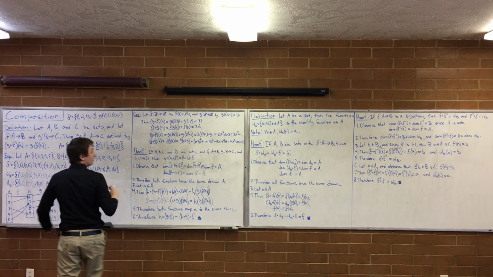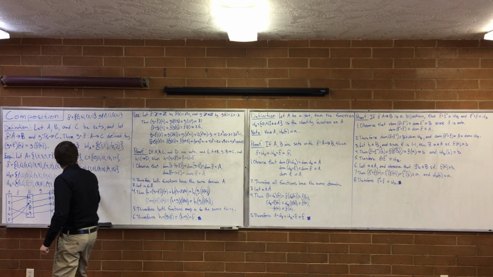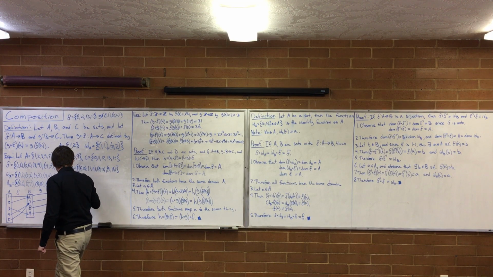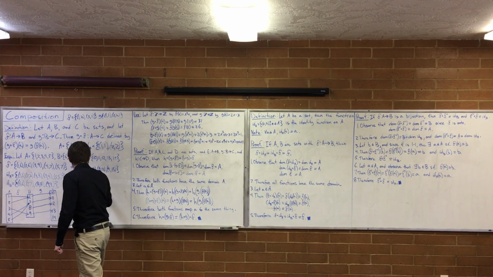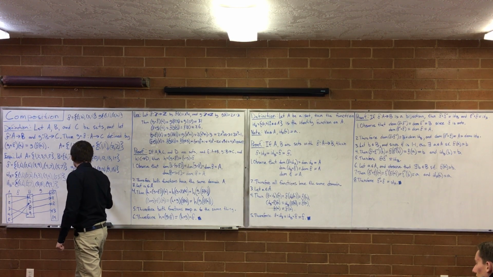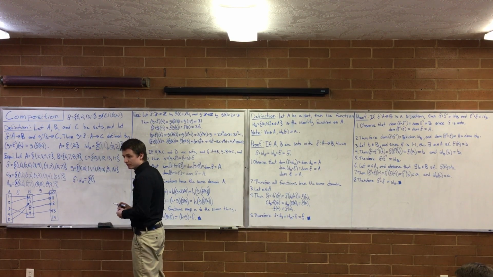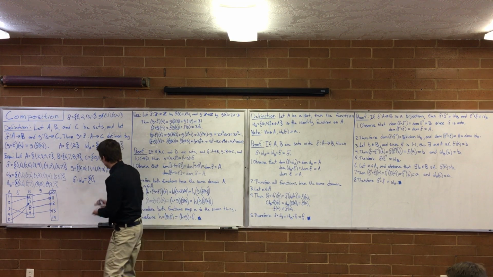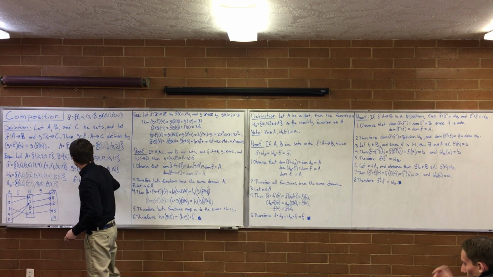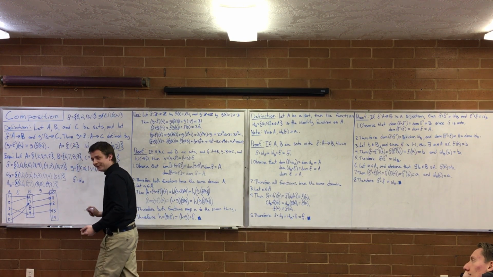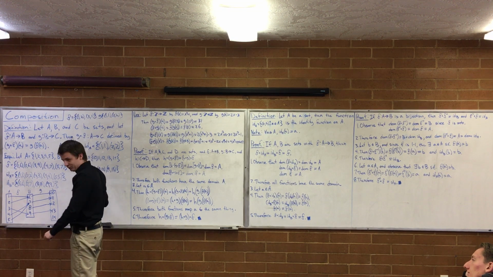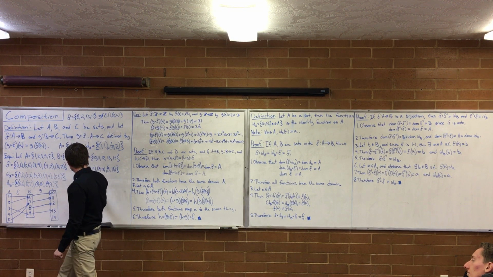So f composed with the identity on A is equal to, well, let's start with, what does 1 go to? 1. 6. Oh, did you see it? No. You were right. Didn't see it. Okay.